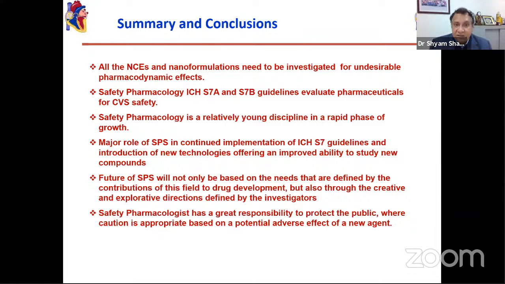Safety pharmacology is a relatively young discipline in a rapid phase of growth. There is a Safety Pharmacology Society, and the USA is taking the lead. In India, we have a DABT, Diplomate of the American Board of Toxicology. Similarly, in India also we need to start something similar.